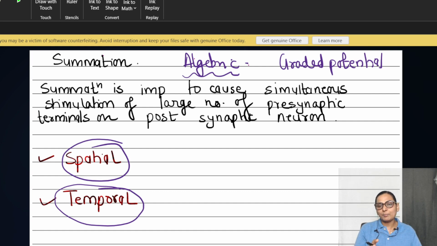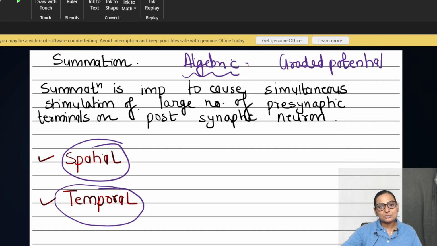Summation is not the property of a true action potential. A true action potential, which is self-propagatory, will always follow the all or none law, either stimulated to a maximum or not stimulated at all. So it is never going to follow summation. Summation is only a property of graded potential.